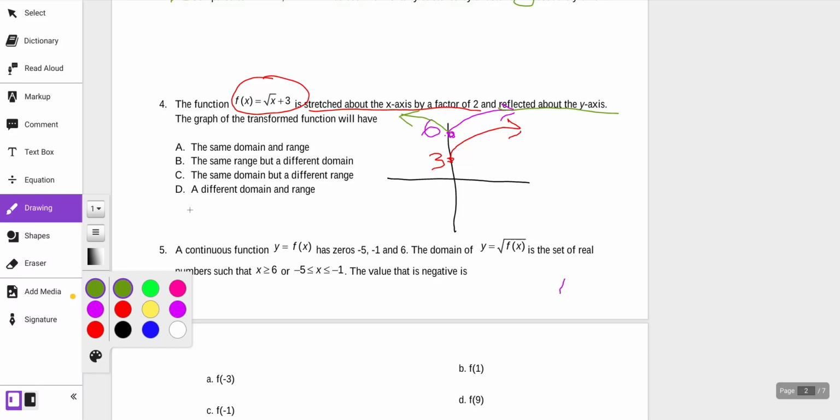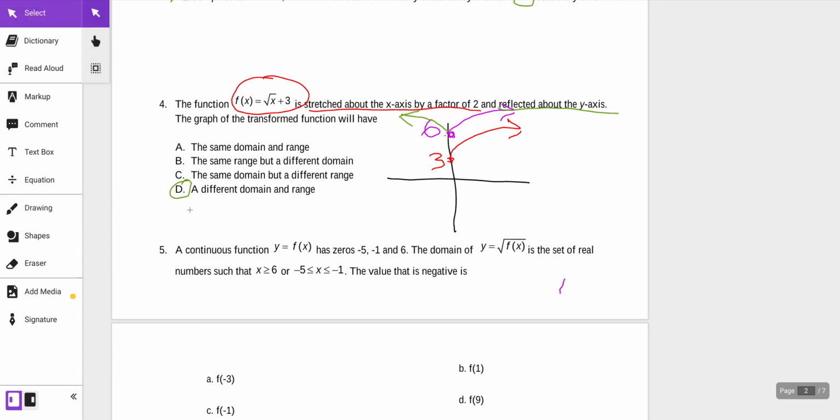So if I look at that green graph compared to that red graph where I started, my domain has for sure changed. It's no longer going to positive infinity. It's now going to negative infinity. And my range has also changed because the lowest value I could get is now 6 instead of 3. That means I have a different domain and a different range. It's D.